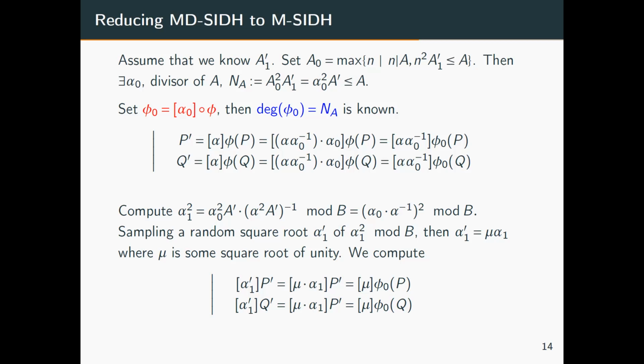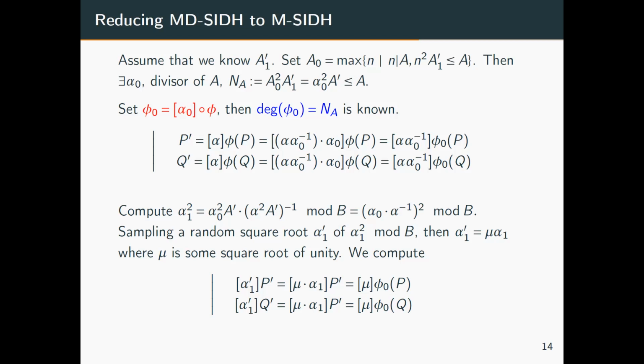And then just with a little simplification, you get that when you scale these points by alpha 1 prime, then you get mu times the phi 0, where mu is a square root of 1. So now you have this phi 0 for which you know the degree, and you know the torsion points up to a scalar. So this means you have an instance of max torsion points, in fact, with a little difference that it's not cyclic, but I'm not sure there is any problem with the Castryck-Decru attack in this case.